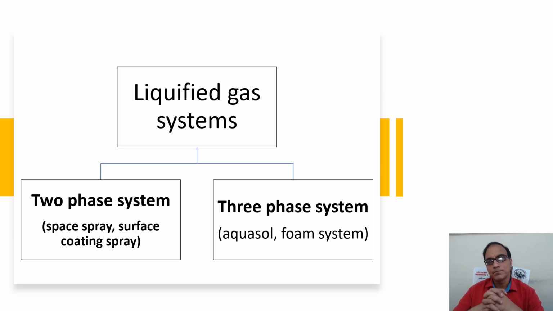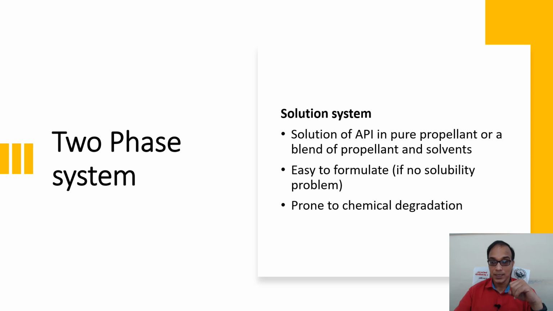Liquefied gas systems may be of two types: two-phase systems and three-phase systems. In the two-phase systems, space spray and surface coating spray may be there. In three-phase systems, aerosol and foam systems may be there. For the two-phase system, let's take the solution system first. This is a solution of API in pure propellant or a blend of propellant and solvents. It is easy to formulate if no solubility problem is there, and the problem is that it is prone to chemical degradation. Just only one problem there.